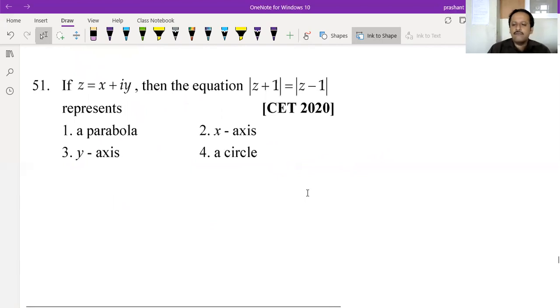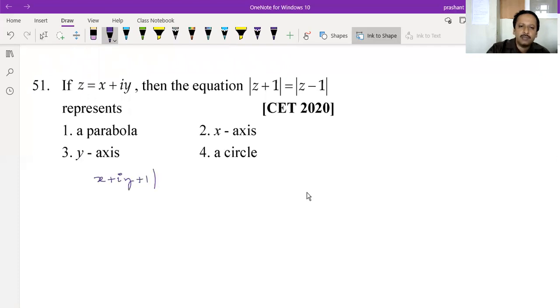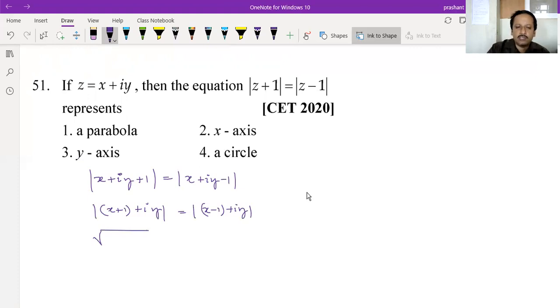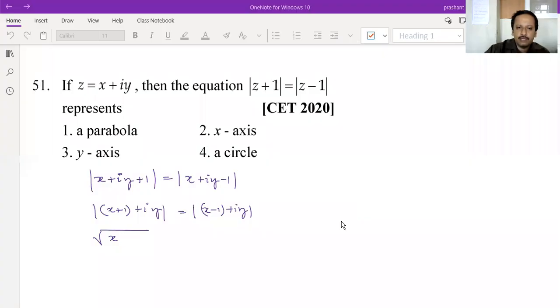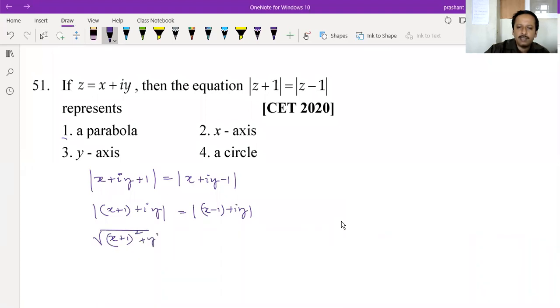Okay. Look at question number 51 now. If z is equal to x plus iy, then the equation modulus of z plus 1 by z minus 1 represents... Okay, let me write what is z. z is x plus iy. I'll substitute there. So modulus of x plus iy plus 1 is equal to modulus of x plus iy minus 1. So I can write this as, I'll group the real parts together, modulus of x plus 1 plus iy is equal to modulus of x minus 1 plus iy. Now it's modulus. Modulus of x plus iy is root of x square plus y square. So here we are going to get root of x plus 1 whole square plus y square is equal to square root of x minus 1 whole square plus y square.